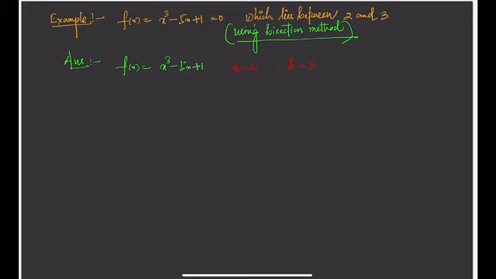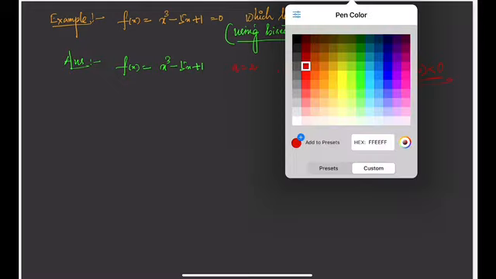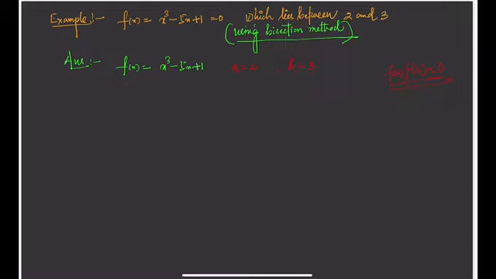Okay, so remember what you have to do: for every interval we check f of a into f of b, whether it is less than 0 or not. We have to check. Okay, so you see here we need to find what is m1. m1 is a plus b by 2. Here a is 2, so 2 plus 3 by 2 is 5 by 2. 5 by 2 means 2.5.